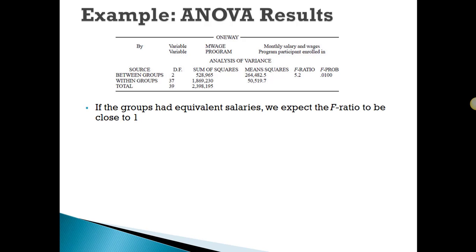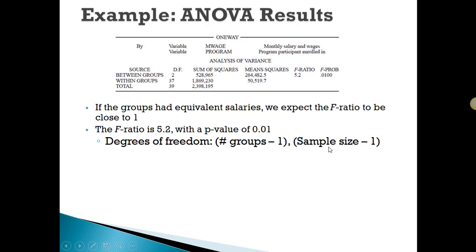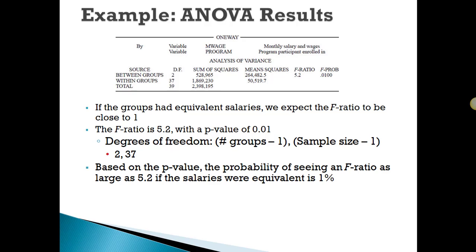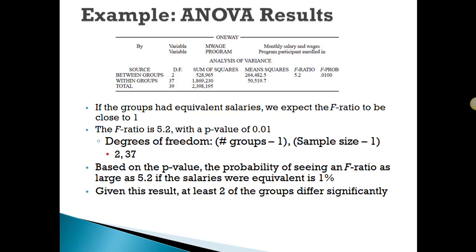If the groups had equivalent salaries, we would expect that F ratio right here to be close to 1. However, it's much larger. The F test has 2 degrees of freedom. One goes with the numerator, which is the number of groups minus 1, and one goes with the denominator. The overall degrees of freedom is the sample size minus 1, and the within-groups degrees of freedom is the total degrees of freedom minus between groups. So 2 and 37. Based on the p-value, the probability of seeing an F ratio as large as 5.2 if the salaries were equivalent is only about 1%.